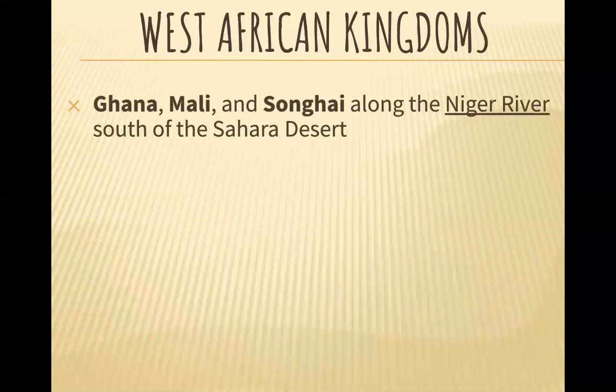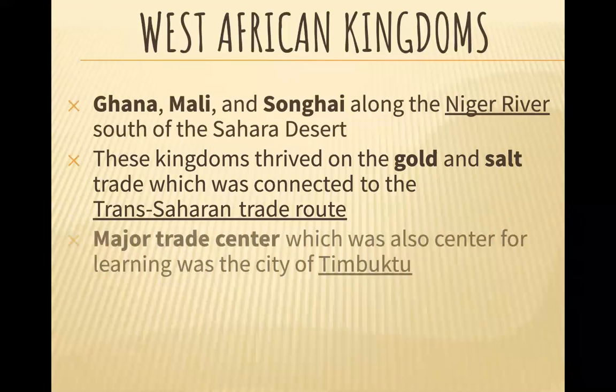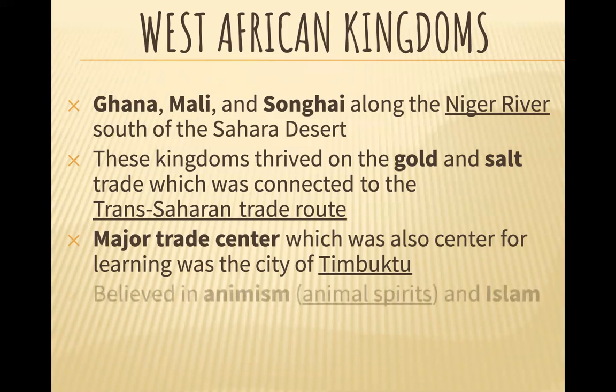So in West Africa, however, we have Ghana, Mali, and Songhai along the Niger River, south of the Sahara Desert. These kingdoms thrived on the gold and salt trade. Remembering we talked about trade routes, this was obviously connected to the trans-Saharan trade route, also known as the gold and salt trade route. And their major trade center and city was Timbuktu. It was also a city of learning. And they often believed in animism and Islam.